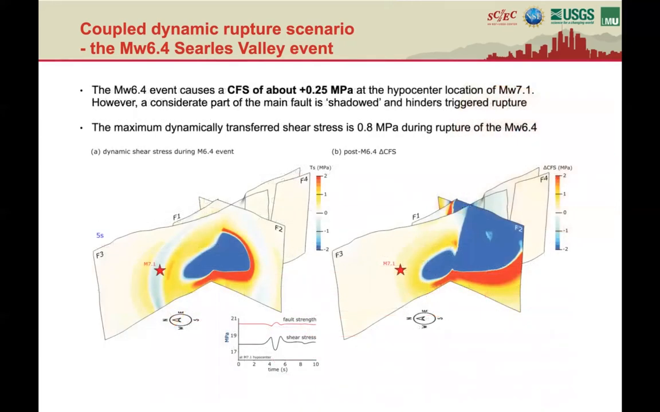The 6.4 event causes a static Coulomb stress of about 0.25 megapascal at the hypocenter location of the 7.1 event. Here we find the maximum shear stress that is carried by waves during the 6.4 event, which is around 0.8 megapascal. This is not enough to dynamically trigger the 7.1 event.